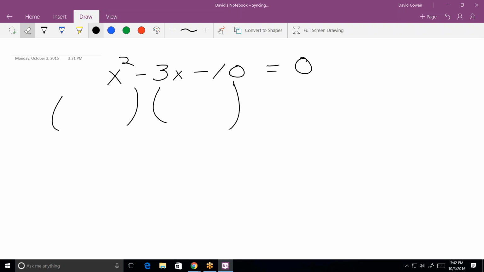So what's the factor of this? So x and x. Negative, positive. 5 and 2. 5 and 1. The largest factor goes with the sign of the middle term. Okay.